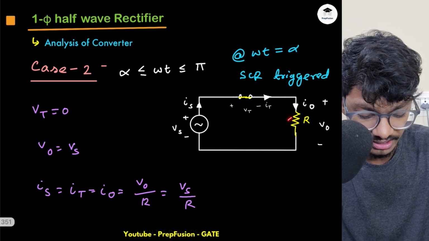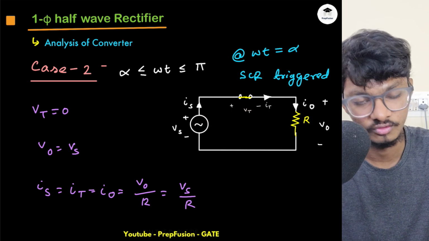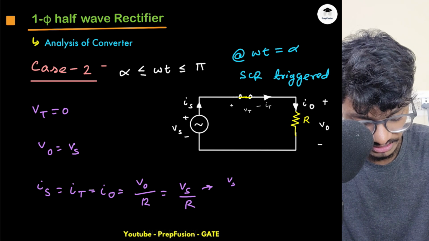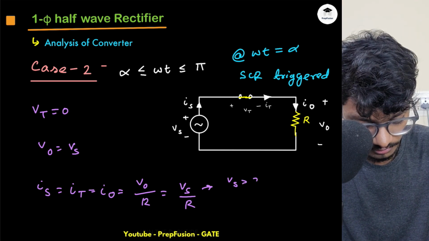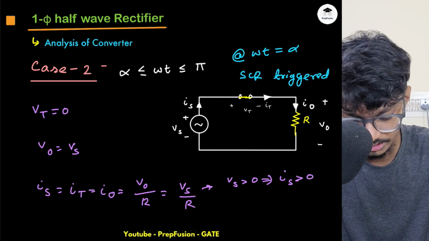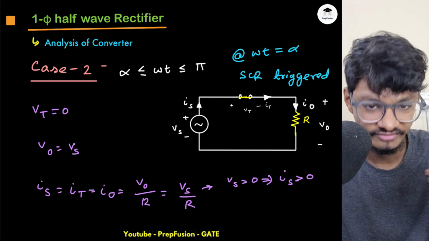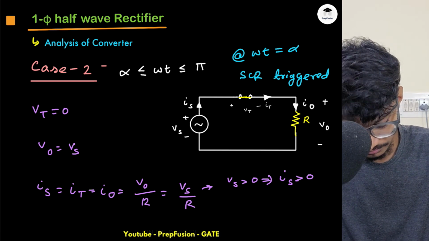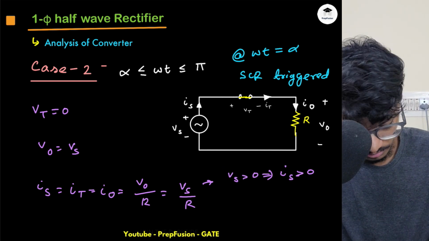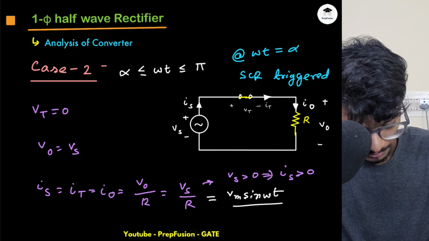Now one thing you have to keep in mind: current can never flow in this direction, because this SCR will never allow current in this direction. Current can only flow in this direction, right-hand side. And this is true because Vs is greater than 0. Hence, my Is is greater than 0. So how can I define my Io? Is is equal to Vs by R, which is Vm sine omega t by R.